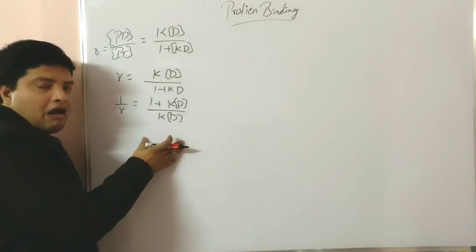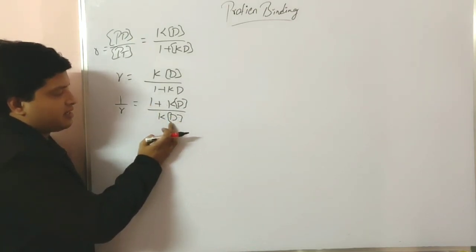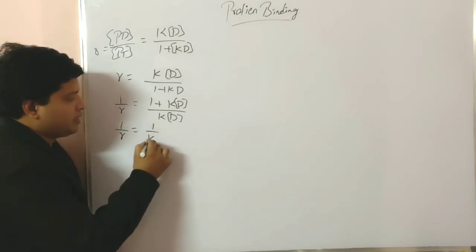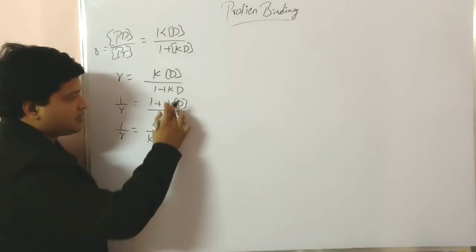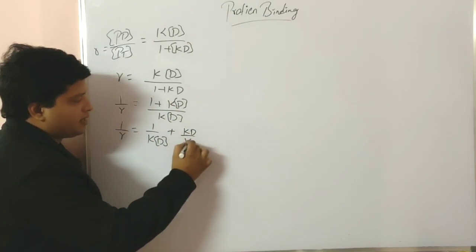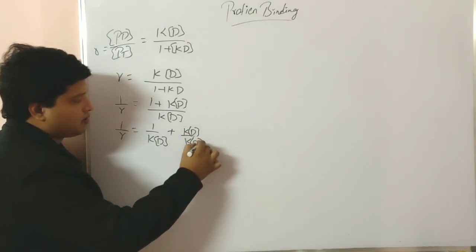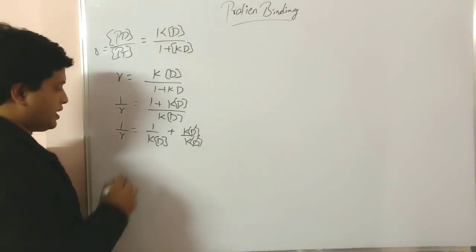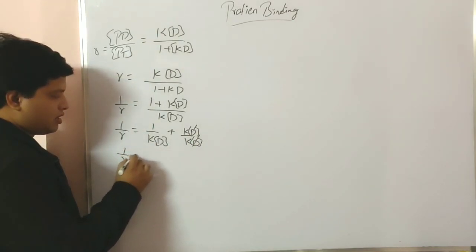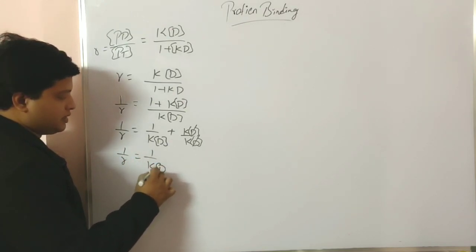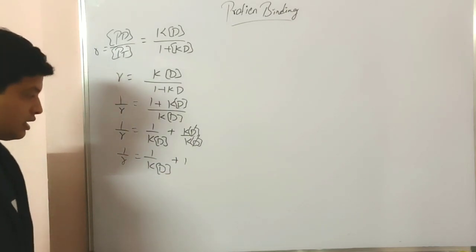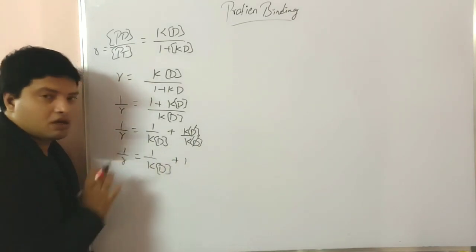Now I want to plot a graph for this. So just take this Kd common for both. What will you get? 1 by R is equal to 1 by drug concentration plus Kd by Kd, which will get cancelled. So what is left here is 1 by R is equal to 1 by K into D plus 1.